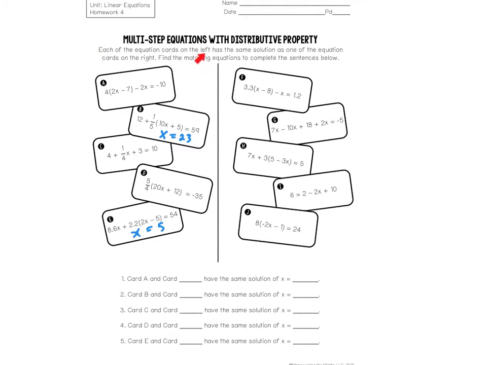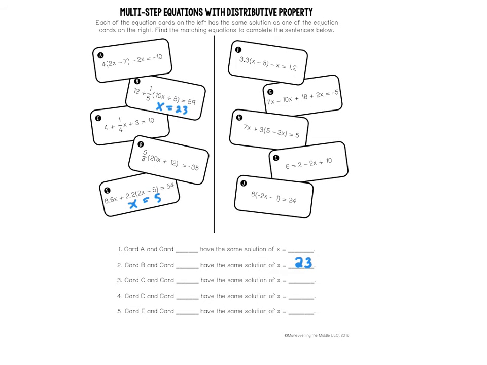Each of the equation cards on the left has the same solution as one of the equations on the right. Find the matching equations to complete the sentences below. So if we know card B, we're trying to find the matching card on this side. They have the same solution, and fortunately, we know the solution. The solution to card B is 23. We also know the solution for card E. Card E is x equals 5.